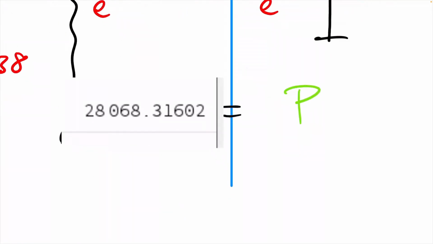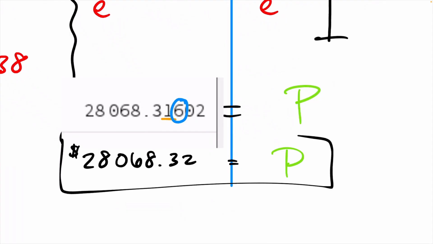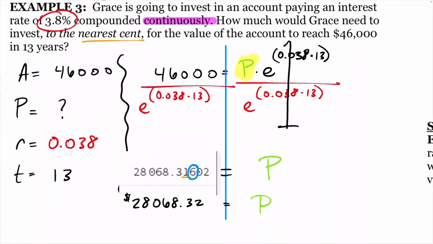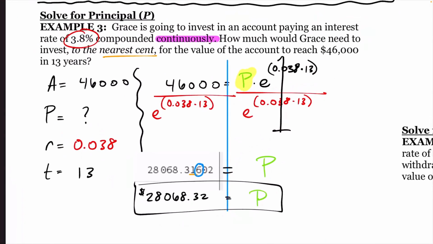What number is in the cent spot? 1. 1 is in the penny spot. 6 says go up. So it's going to be $28,068.32. That's how much money she's going to need to start with. If she wants to make her goal, she has to start with that much money there. Okay, that's how much money she needs to start with.